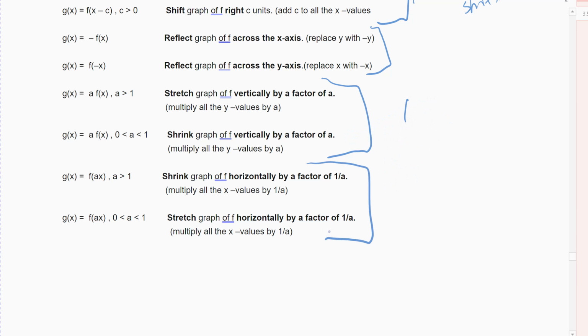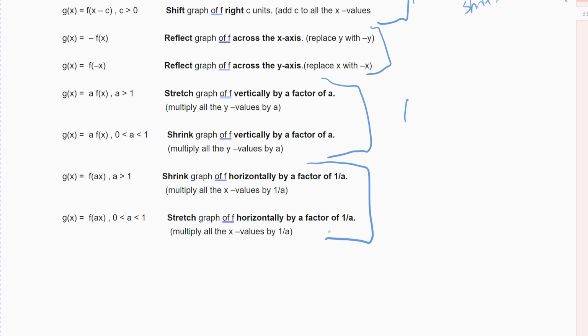Alright, so if we want to shrink the graph by a factor of 1 over a, that's when we multiply x by a big number, a number bigger than 1. So if I multiply by 2 or 3, I'm really shrinking it by 1/2, 1/3. Because in order to get back to the original value, we'd multiply by that fraction, and that makes the value smaller by 1/2, 1/3. And so it compresses it in the x direction, towards the y-axis, and makes it shrink.